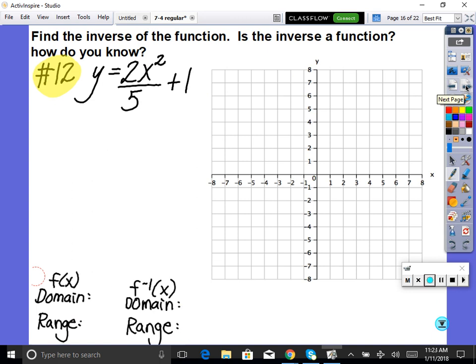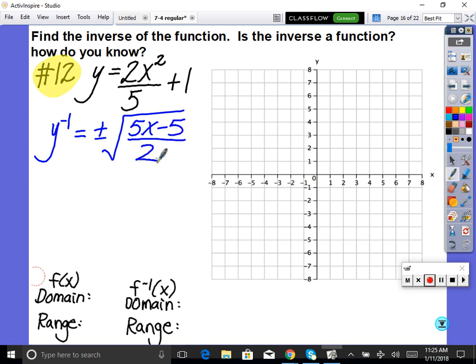Number 12. So let's have somebody shout out what you got. Plus or minus? So I'm hearing somebody say 5x minus 5 over 2. Yep, good. So you would have first subtracted 1 times by 5. That's where you have to remember to distribute 5 through, people. If you didn't get that, that's where you messed up. Okay, sweet. Your inverse is not a function.